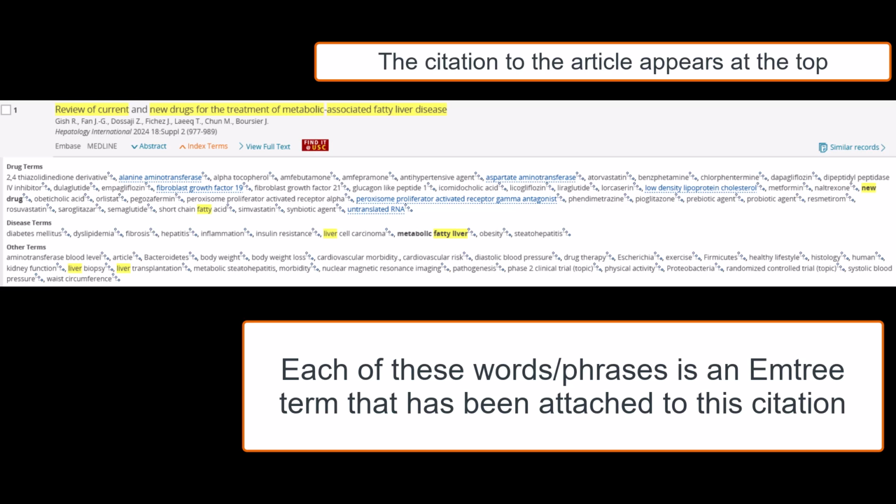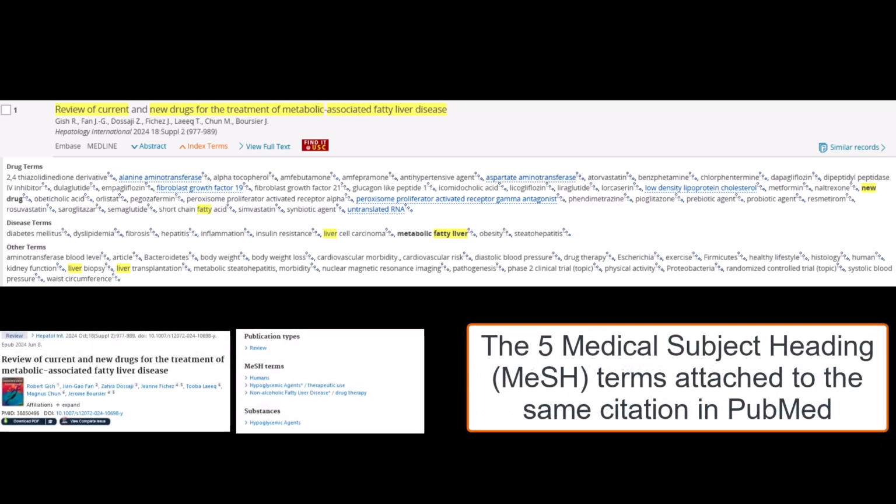An indexer reads the article, then adds Mtree terms describing the content of the article to the record in Embase. When compared to other indexing systems developed and used in other databases, Mtree terms very commonly use language that is much more detailed and specific. PubMed and Embase both include some of the same articles, so you can compare the records and see the differences between the indexing languages used in each database.